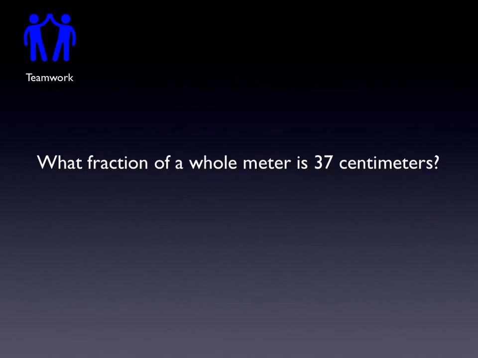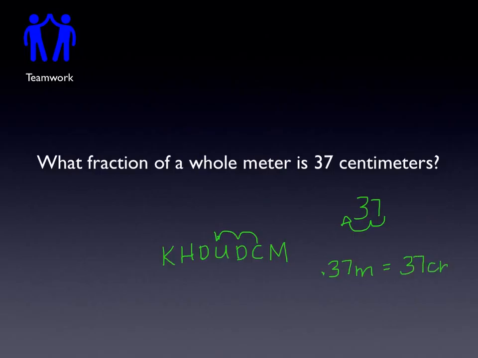All right, so let's bring a fraction into it. What fraction of a whole meter is 37 centimeters? So if we're going to take our mnemonic, start at centimeters and go to meters, 1, 2. So we're going to move our decimal point, 1, 2. So 0.37 or 37 hundredths meters is the same as 37 centimeters. We can also write that as a fraction of 37 over 100.